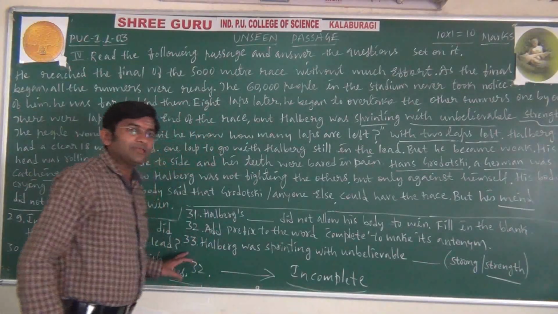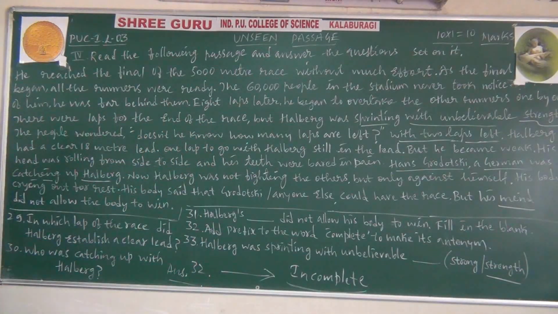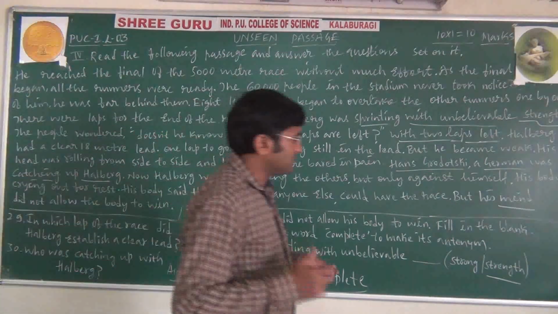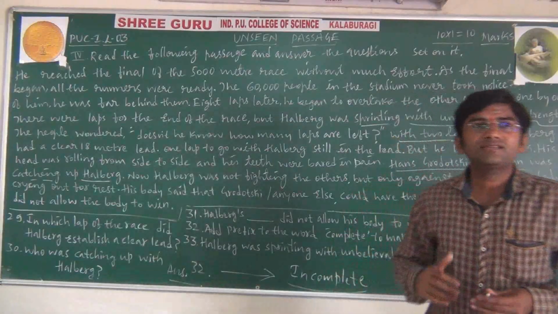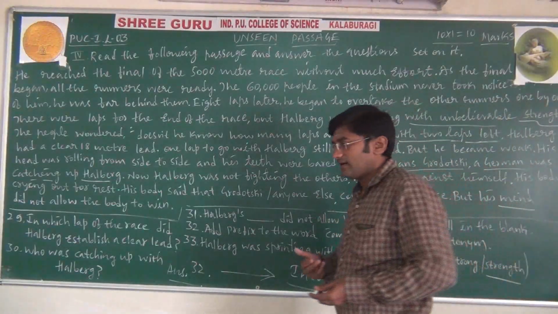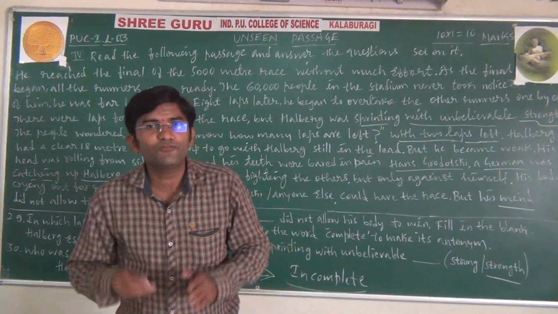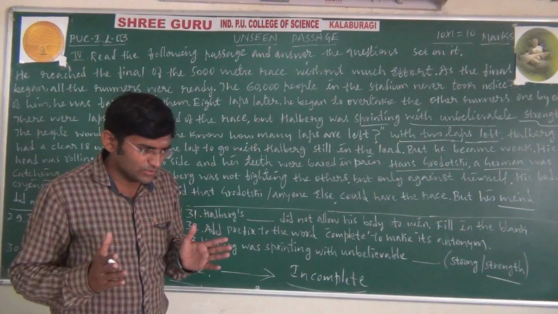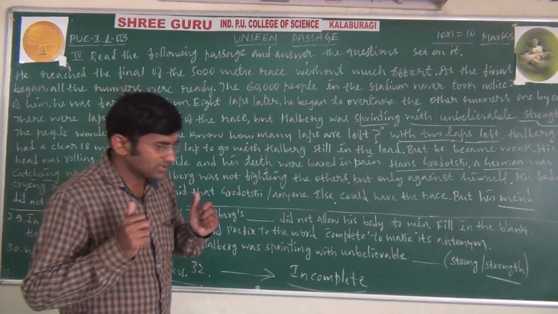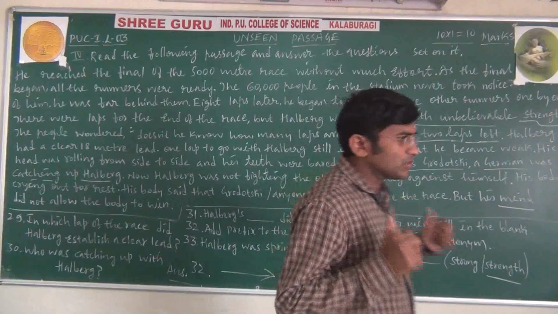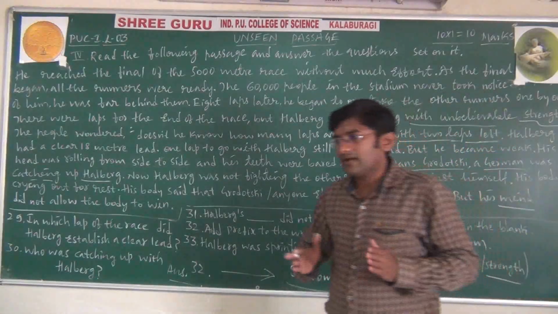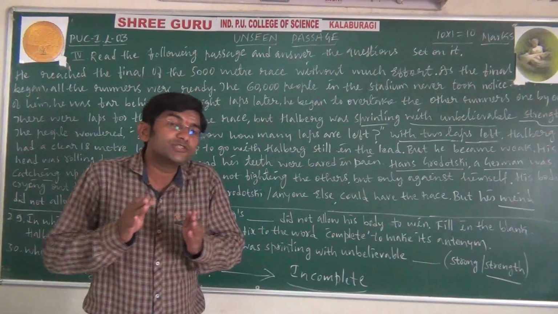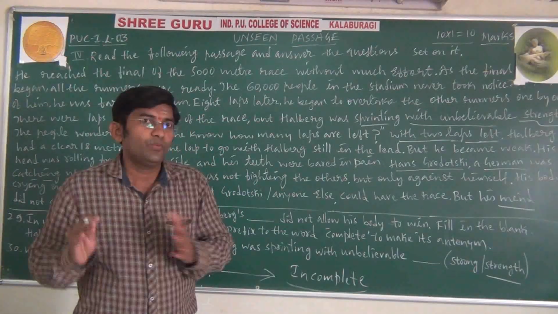So well, my dear students, hope you have understood this passage. Today's passage is all about an Olympic runner who turned from football player to Olympic runner. This is truly a great thing. This passage shows us how a person can turn unbelievable things into believable things.